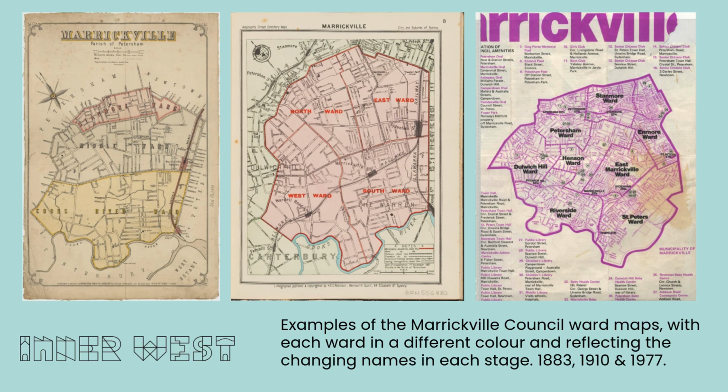This naming structure maintained itself until 1949, as well as the 1977 ward map. During this, the amalgamation of Marrickville had 7 wards, including the wards of Petersham, St. Peters, as well as Stanmore, Dulwich Hill, Riverside, Henson, East Marrickville, following the addition of City of Sydney and present-day Newtown and Camperdown, and an 8th ward, Enmore Ward, was created.